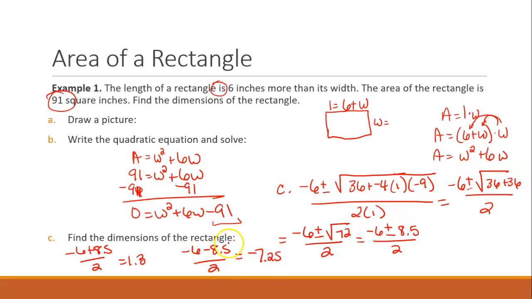This isn't always the case, but sometimes when we do application problems, we throw out the negative. I can't have a length of a side that's going to be negative, so I'm going to throw that one out, and I know that this is equal to 1.3.